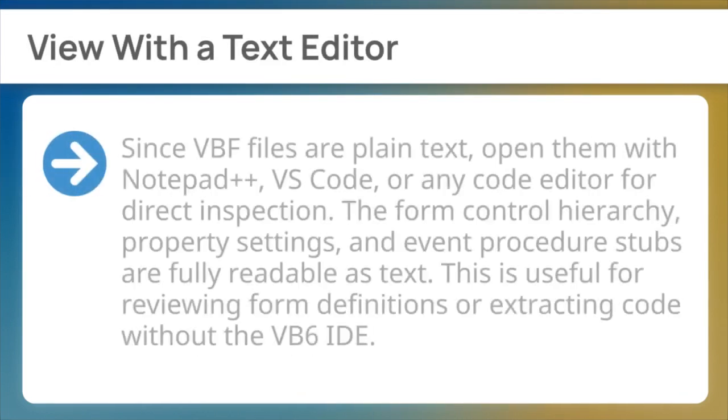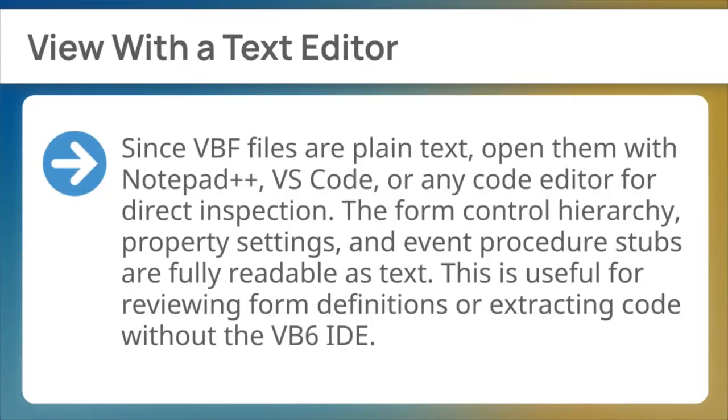Next, view with a text editor. Since VBF files are plain text, open them with Notepad++, VS Code, or any code editor for direct inspection. The form control hierarchy, property settings, and event procedure stubs are fully readable as text. This is useful for reviewing form definitions or extracting code without the VB6 IDE.